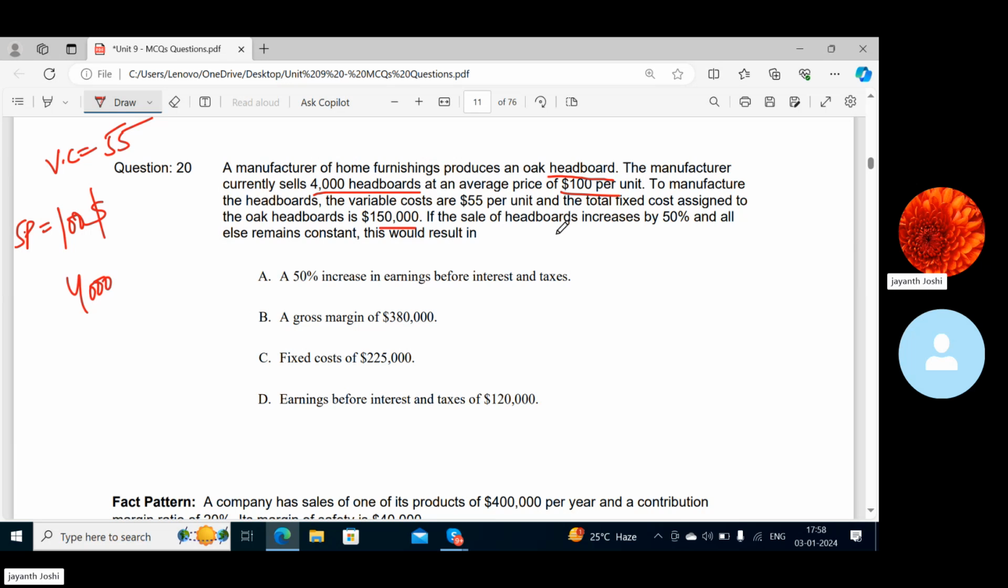Sale of headboards increases by 50% and all else remains constant, this would result in what? So they are saying if it increases by 50%, that means if I take 6,000 units it should go. Then they are saying a 50% increase in earnings before interest and taxes, that is, EBIT, or the contribution.